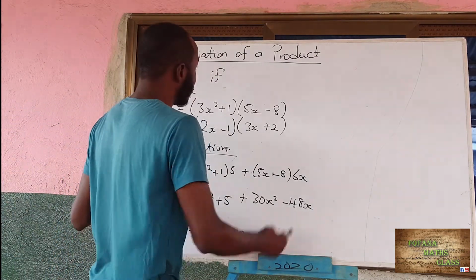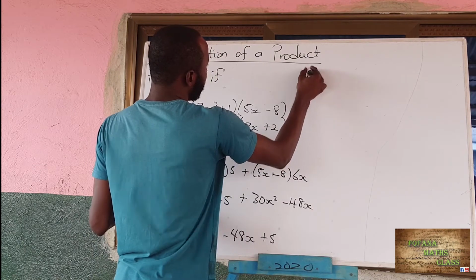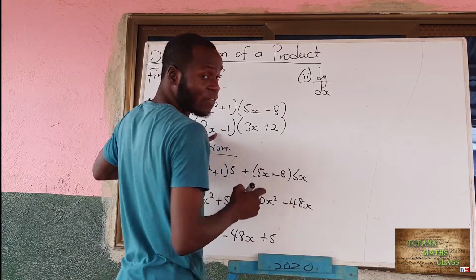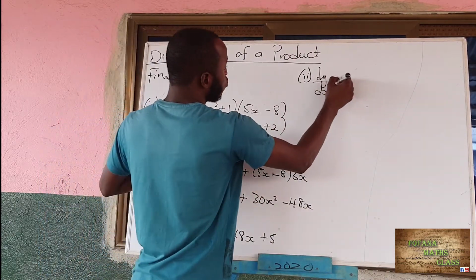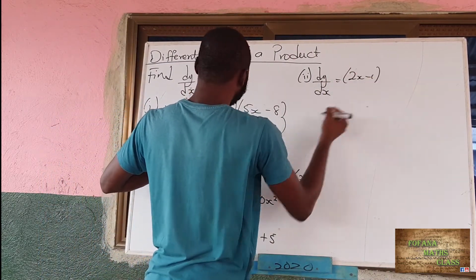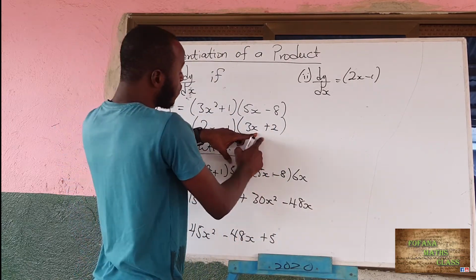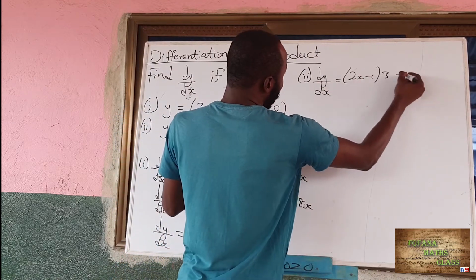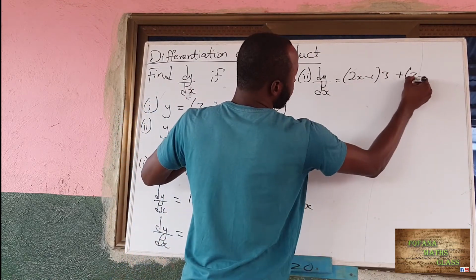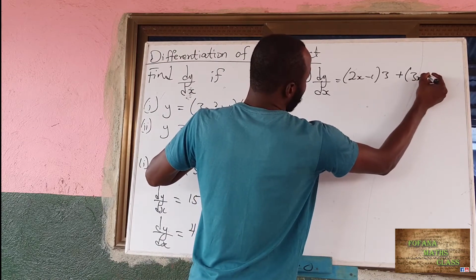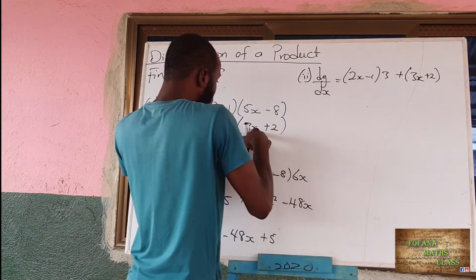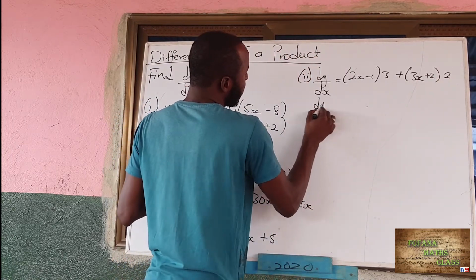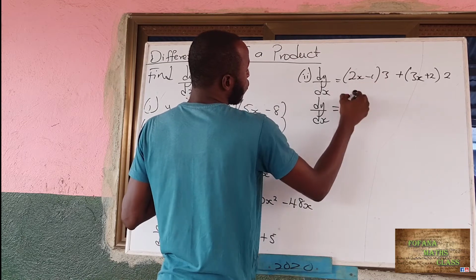Now the second one. dy/dx, just like we did with the first question. You keep the first function, which is 2x minus 1, so equal to 2x minus 1. Then we differentiate the second function, and when you differentiate this, you obtain 3. Use that 3 to multiply the first function that you've kept here. So plus, here you keep the second function, which is 3x plus 2. Then you differentiate the first function, and you obtain just 2.